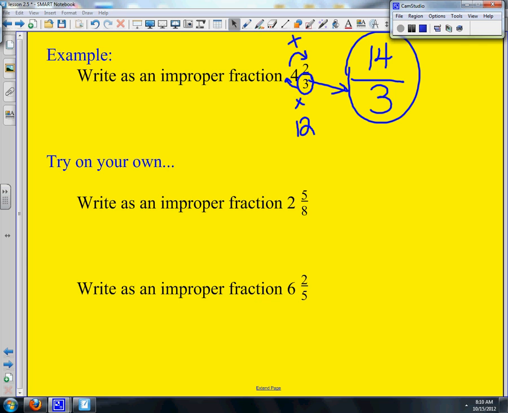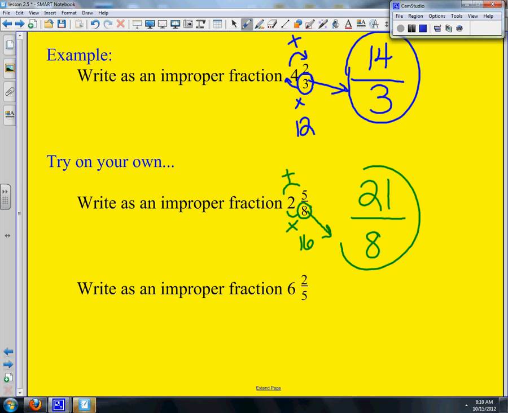All right, so try these two on your own, push pause, and then we will correct. Okay, so for this one, I'm going to start at my denominator, which is 8. I'm going to times it by 2, so that's 16. And then I'm going to add 5. So that gives me 21. That's how I figure out my top number. And then my denominator stays the same. I just keep my 8. So I have 21 over 8.